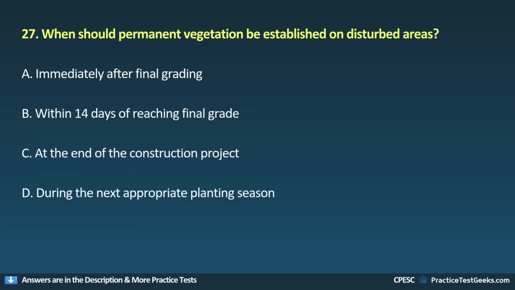27. When should permanent vegetation be established on disturbed areas? A. Immediately after final grading. B. Within 14 days of reaching final grade. C. At the end of the construction project. D. During the next appropriate planting season.